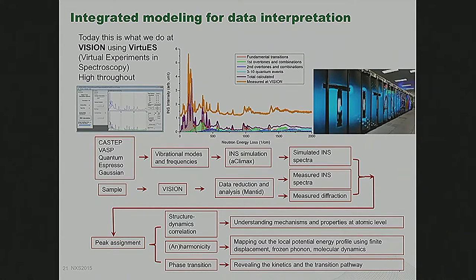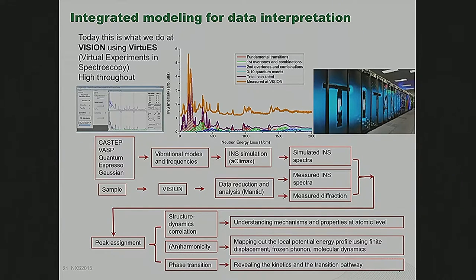VISION is also a very good diffractometer. And with that information, you try to understand by assigning what are the motions that correspond to the peaks that you observe in the spectra. With that information, you're essentially trying to get the structure-dynamics relations. That essentially allows you to understand the mechanisms and the properties at atomic levels, and I'm going to start showing a series of studies of how we use this in practice in a minute.